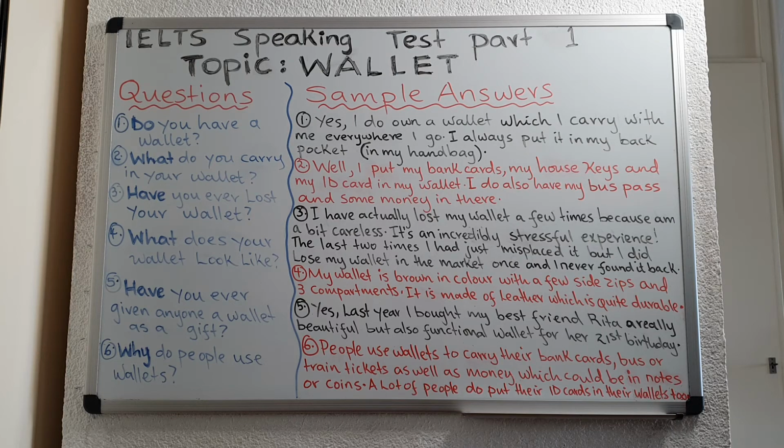Now, in that question, I told the examiner that last year, okay, that is last year, I bought my best friend, Rita, a wallet. It was her 21st birthday, and I bought her a wallet as a present. A gift is a present. It was really beautiful, but also functional. Now, functional means that it is the kind of wallet that is actually useful because you can put a lot of things inside the wallet. Sometimes we buy beautiful things, but they're not functional, meaning that they're not useful.